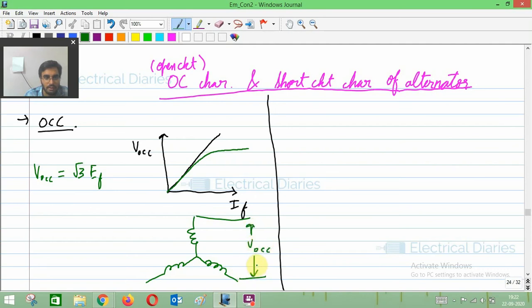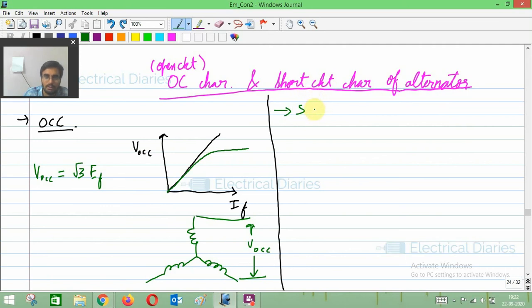This is a line voltage, and EF is your per phase excitation voltage. So that is why your VOC is always root 3 times EF. That is the logic behind it. Always in numericals, never forget to take this in this fashion. This is valid when your stator winding is in the star connected form. More clarity you can get from the equivalent circuit of the alternator.